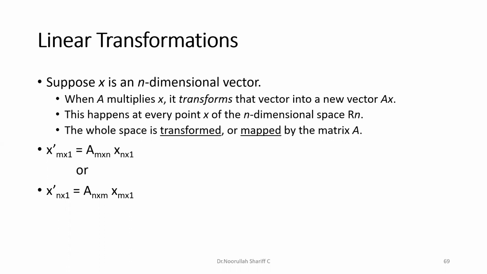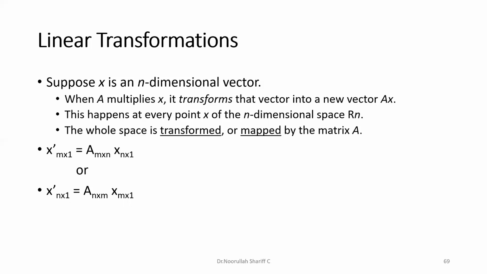Let us begin with what corresponds to the transformation. Suppose X is an n-dimensional vector. Then if you multiply this X with the A matrix, which might be a rectangular matrix with m rows and n columns, it transforms that vector into a new vector Ax. This happens at every point X of the n-dimensional space Rn.